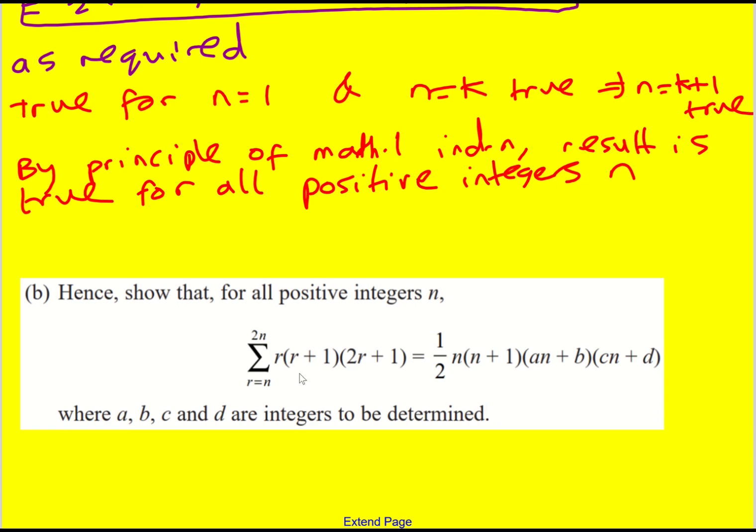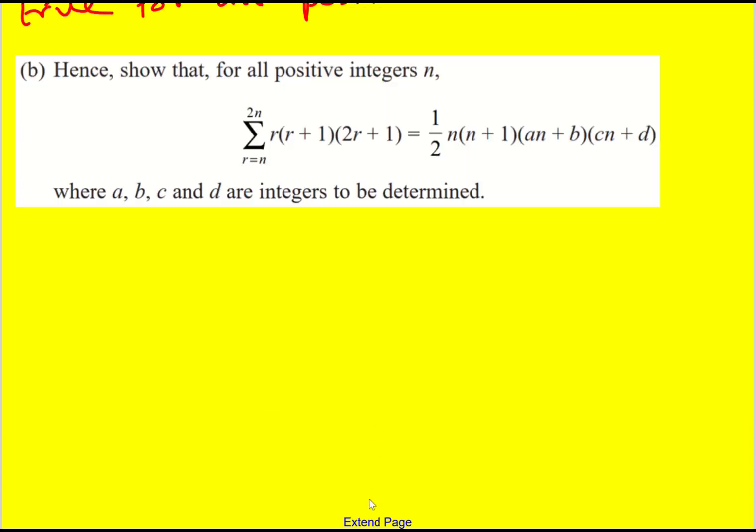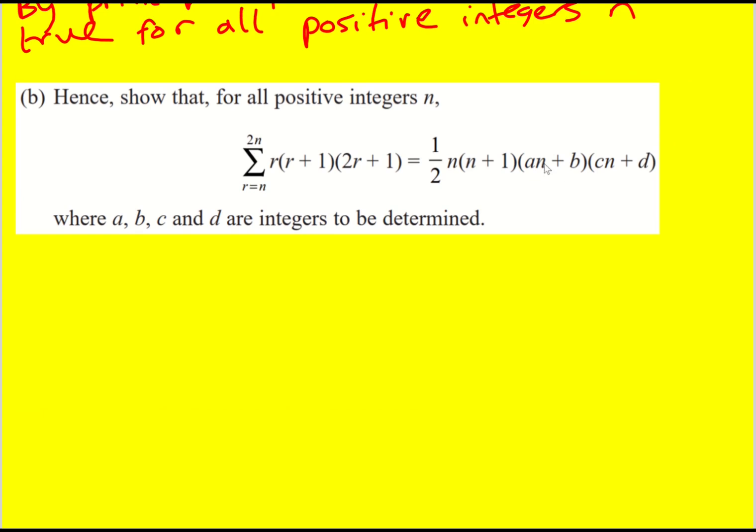Okay. Hence show that for all positive integers n, the summation from r equals n to 2n is given by this. So this is going to equal the sum from r equals 1 to 2n of all that stuff, minus the sum from r equals 1 up to n minus 1. Because if I have 1 to 2n and I subtract 1 to n minus 1, I'll be left with n to 2n.